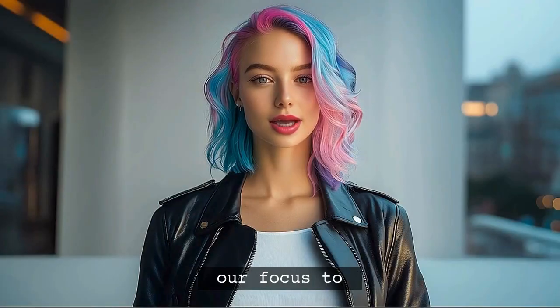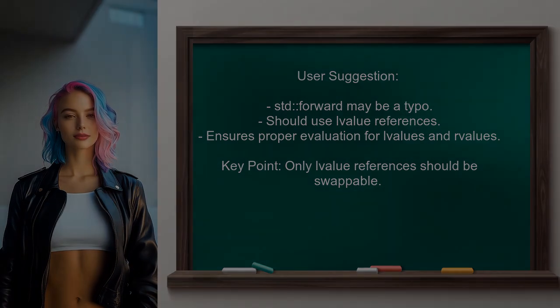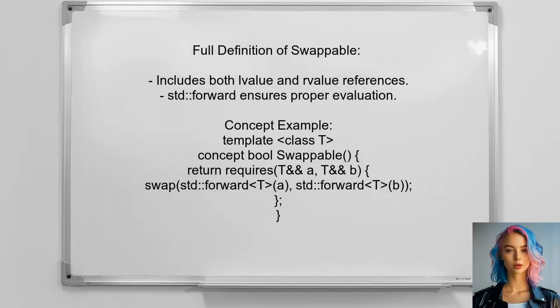Now, let's shift our focus to a different response. This user points out that the use of std::forward in the swappable concept might be a typo. They suggest it should use lvalue references instead, ensuring proper evaluation for both lvalue and rvalue references. This guarantees that only lvalue references are marked as swappable. They also explain that the full definition of the swappable concept includes both lvalue and rvalue references, which is why std::forward is used. This allows for forwarding references to be properly evaluated.